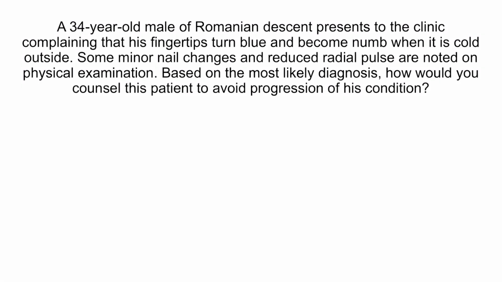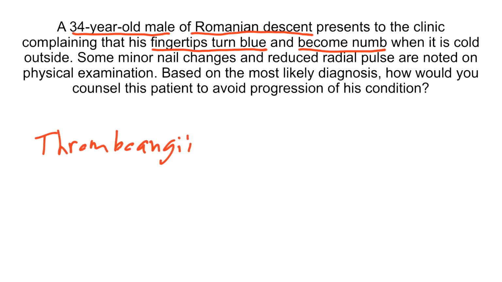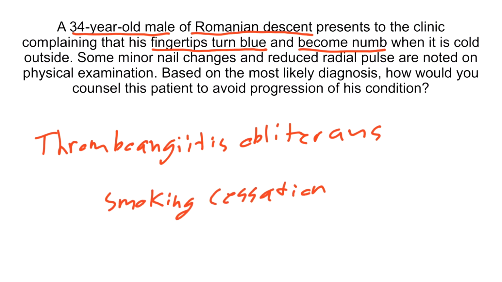Okay, so this patient is a young male of Eastern European descent. He seems to be experiencing Raynaud's phenomenon, as well as claudication. He also has decreased pulses and nail changes. All of this information points to a diagnosis of thromboangiitis obliterans, or Buerger's disease. One of the key risk factors for developing or worsening of this disease is cigarette smoking. So, smoking cessation is considered the mainstay treatment of this condition, and failure to quit smoking often leads to amputation of the distal extremities.